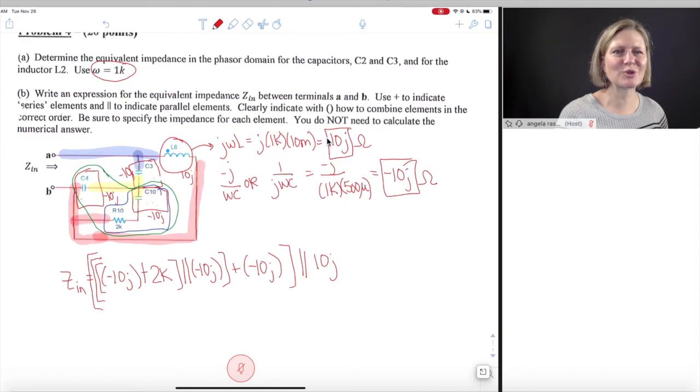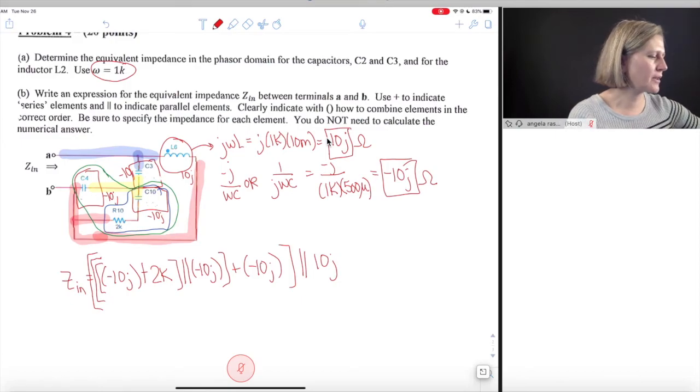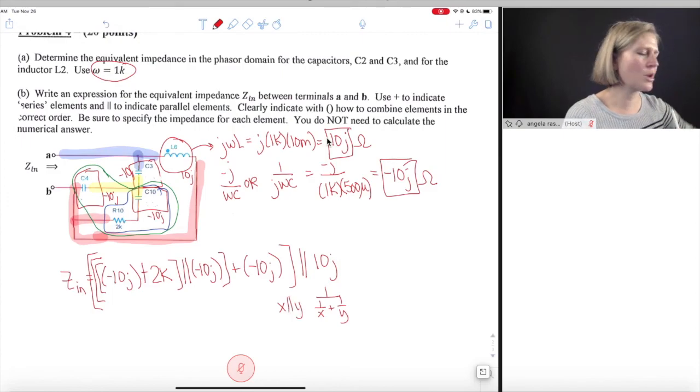I would suggest using MATLAB to be able to calculate the rest of those. Remember, for anything that's in parallel, it's 1 over the quantity. And so x in parallel with y is equal to 1 over x plus 1 over y. So we would need to plug that in for everything in parallel.